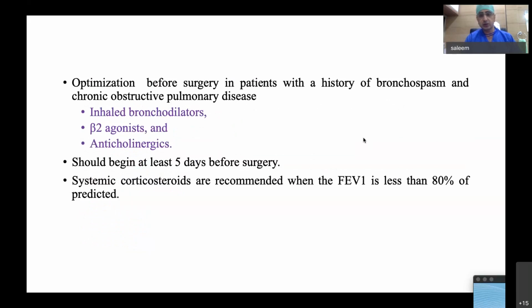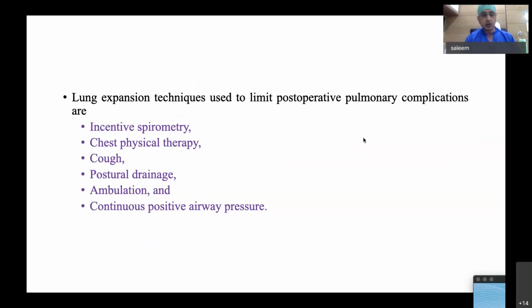Optimization before surgery in patients with a history of bronchospasm and chronic obstructive pulmonary disease can be done by inhaled bronchodilators, beta-2 agonists, and anticholinergics. It should begin at least 5 days before the surgery. Systemic corticosteroids are recommended when forced expiratory volume is less than 80% of the predicted value. Lung expansion techniques used to limit post-operative pulmonary complications are incentive spirometry, chest physical therapy, cough, postural drainage, ambulation, and continuous positive airway pressure.